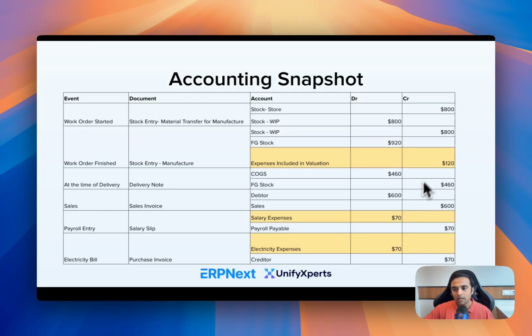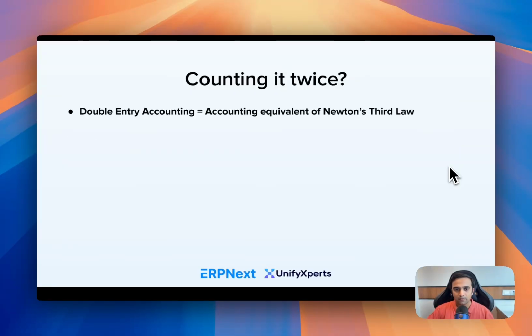It kind of nullifies each other. So if you notice, salary expenses and electricity expense of $70 each, so the total is $140, and the expenses that I included in valuation, $120, is already credited. So meaning that $120 out of these expenses is already included in the finished goods valuation, right? So I'm making entries multiple times, but I'm not counting the same cost twice, because I'm crediting it first and then debiting it the second time.